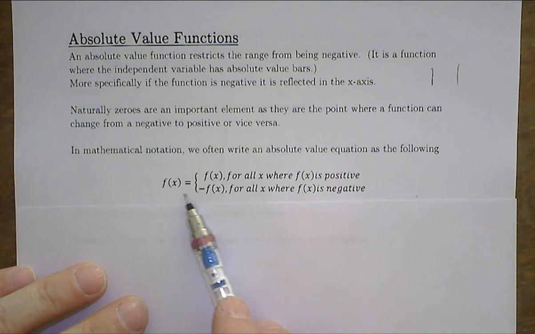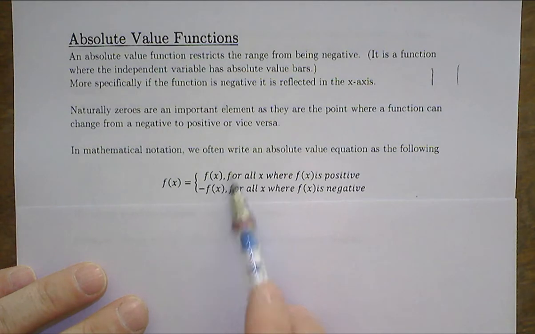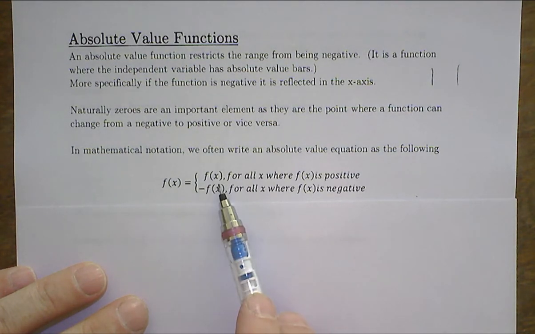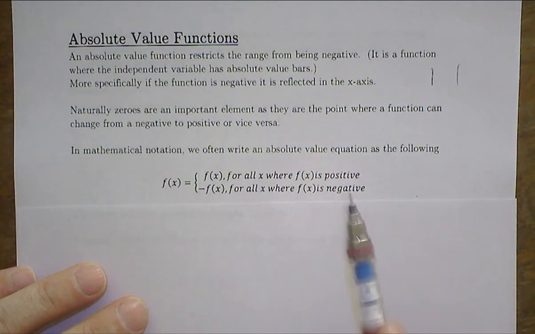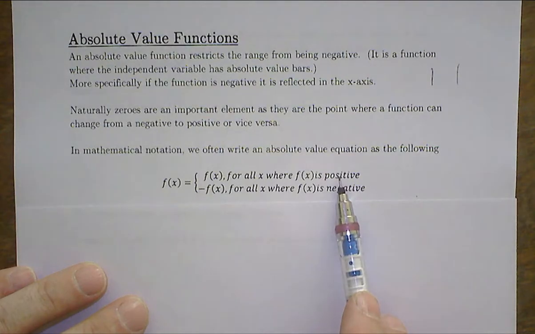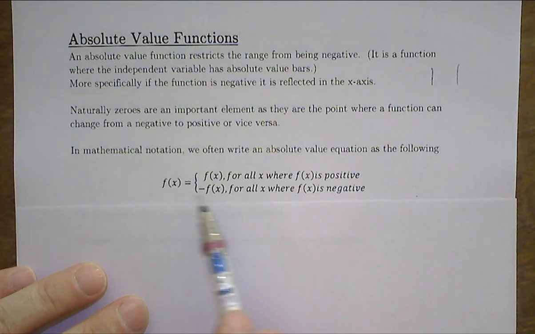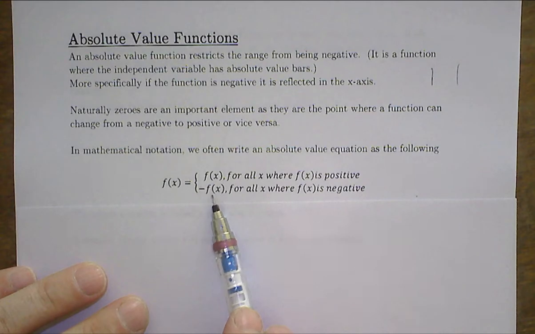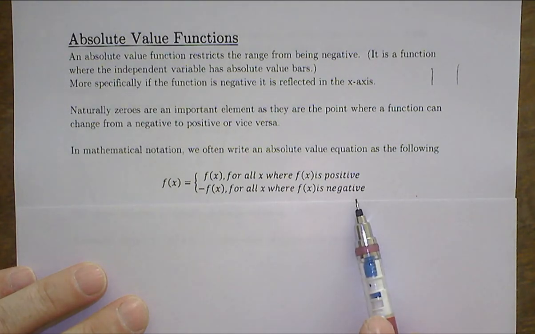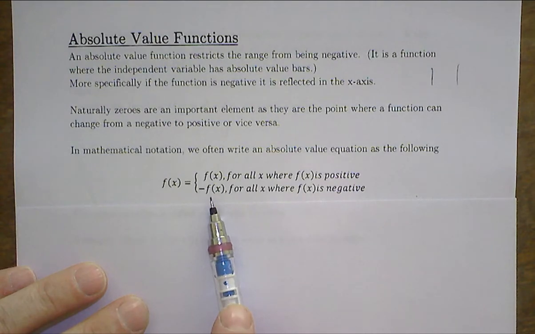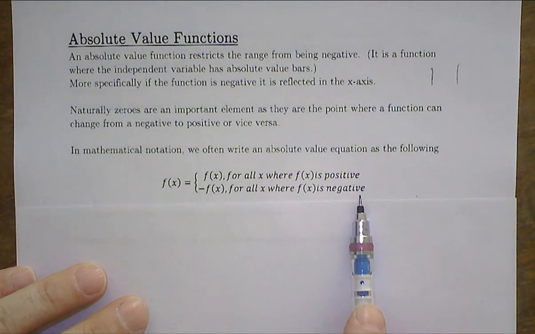Now allow me to decipher possibly what this means. f of x is going to be equal to f of x. So the function will remain the same for all the x values where the y's are positive. And it's going to be the negative f of x for all x values where f of x is negative. And let me restate that second one. It is going to be the reflection of f of x where the graph is negative.